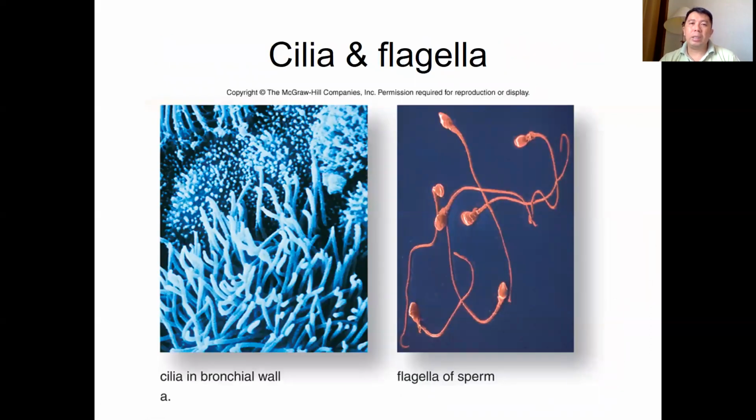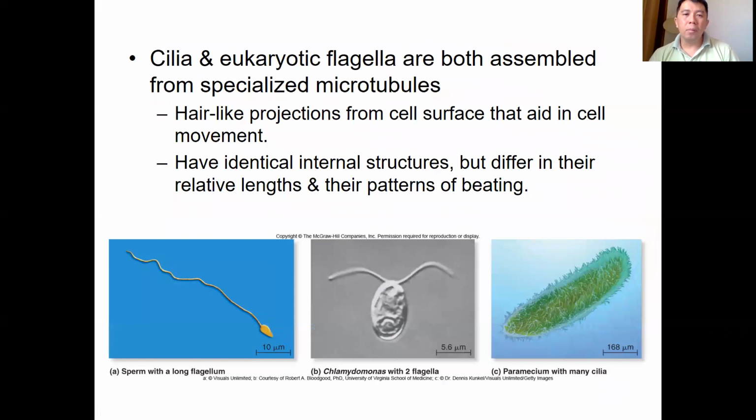Then the cilia and flagella, you already know they are for movement. Cilia is for the movement of mucus or substances, ovum, and the flagella is for the movement of a cell, like a bacterial cell and the sperm cell. From here you can see the sperm cell. This is a chlamydomonas with 2 flagella, also for movement. This is a paramecium that contains an abundance of cilia, also for movement.